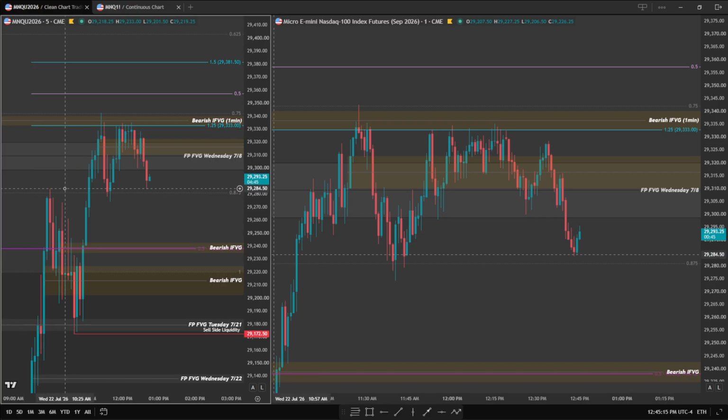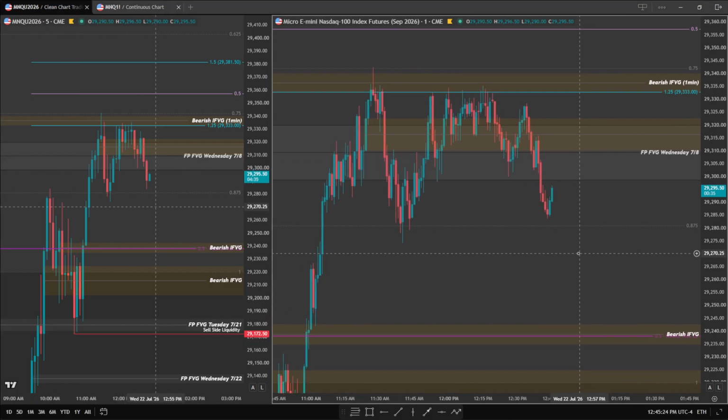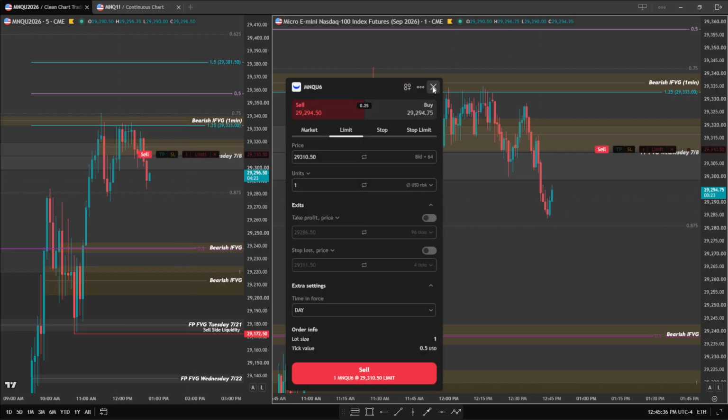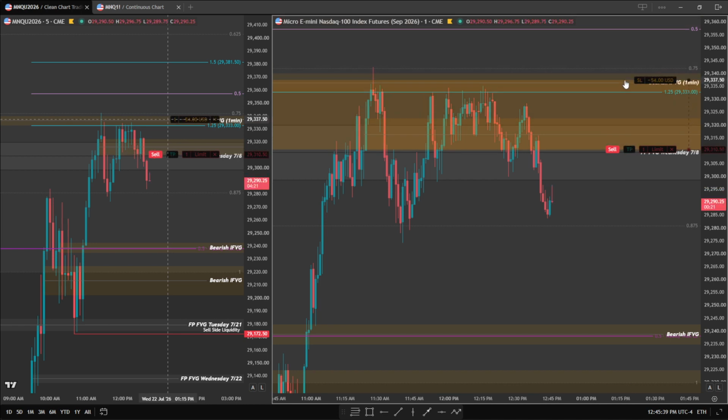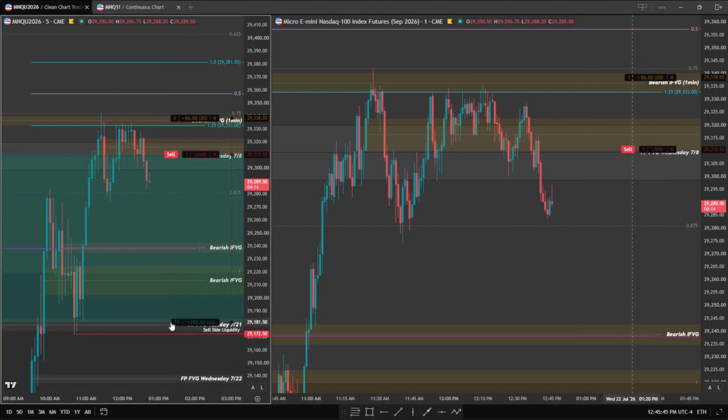There's an hourly immediate rebalance right here. It's what we're bouncing off of right now. I think I like the idea of getting into this inversion fair value gap with a stop up here. Not too bad. That's our best case scenario.